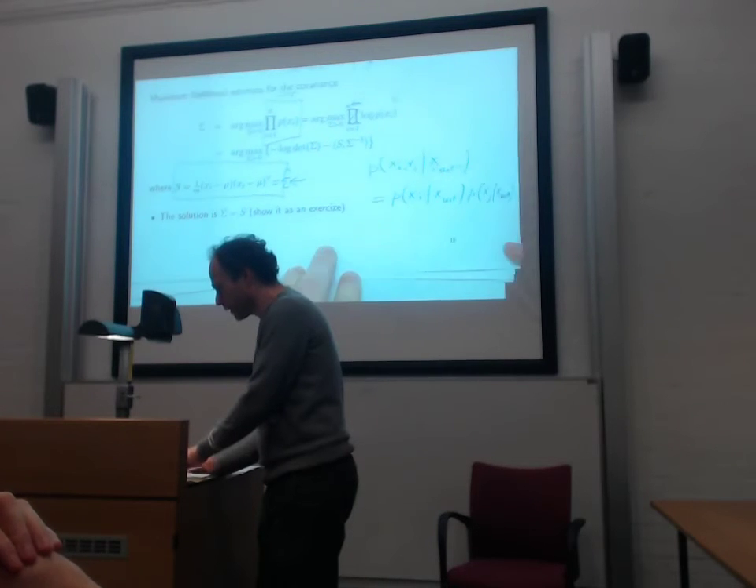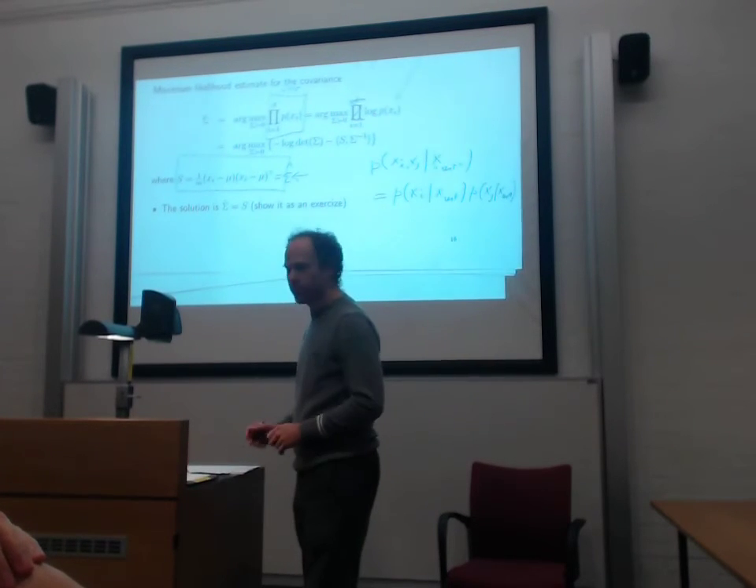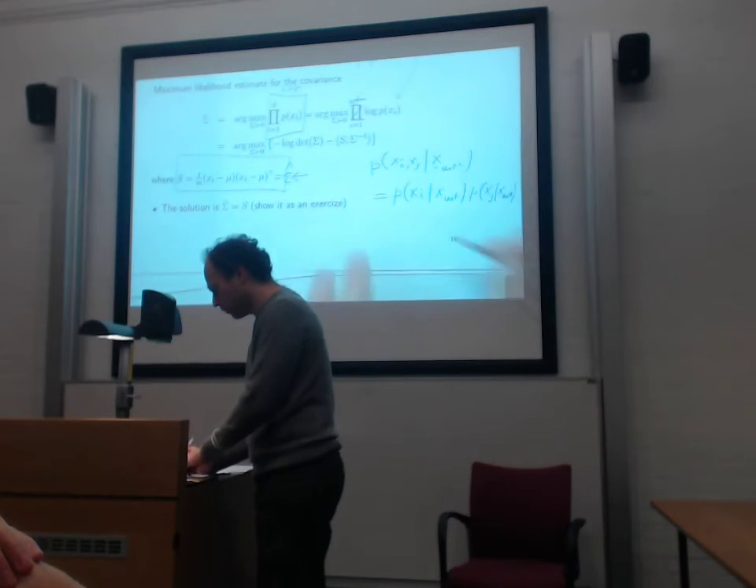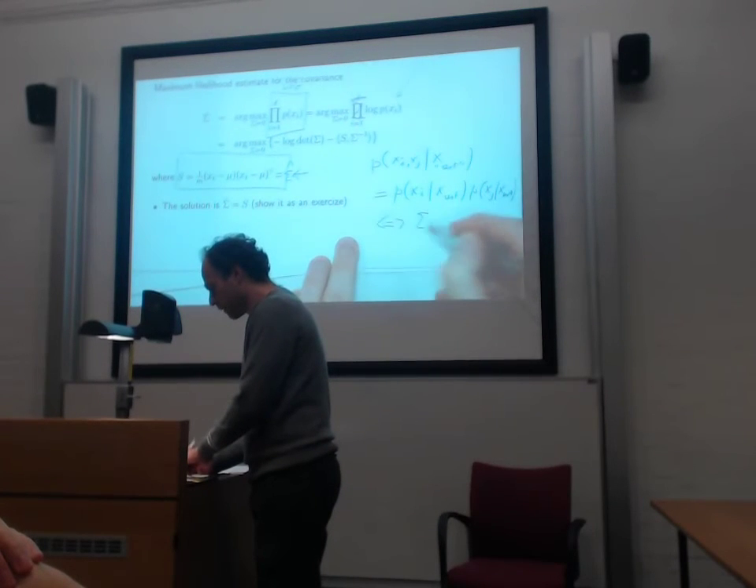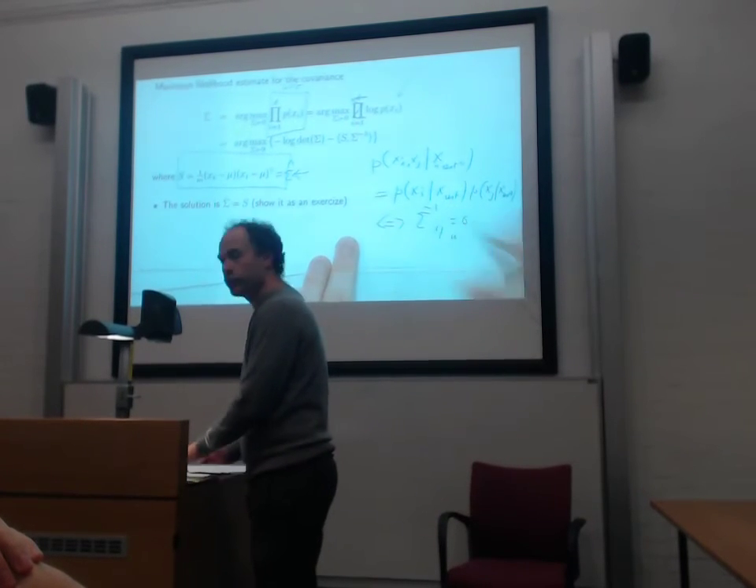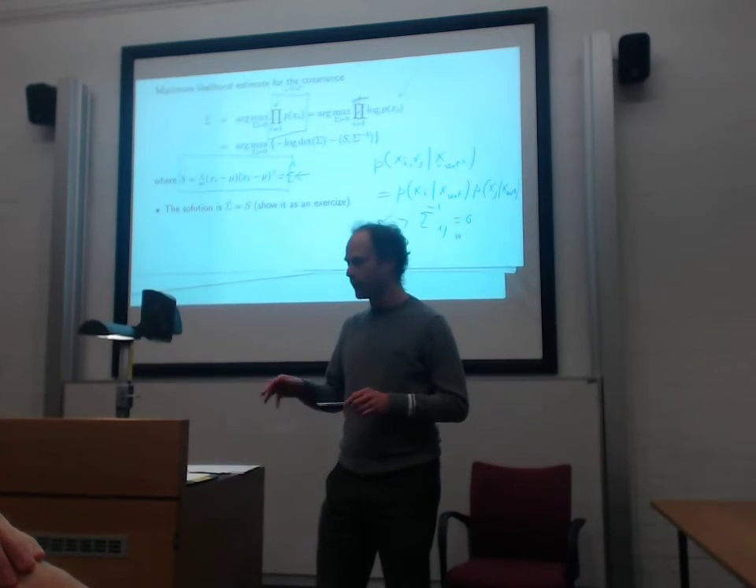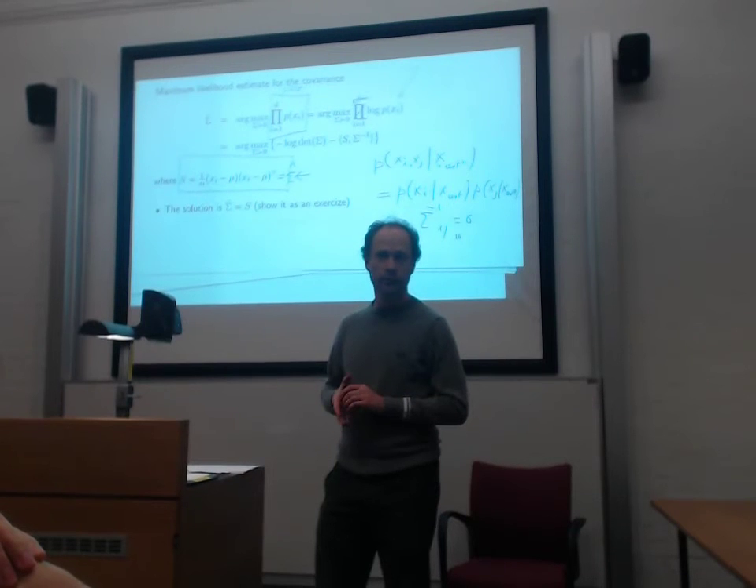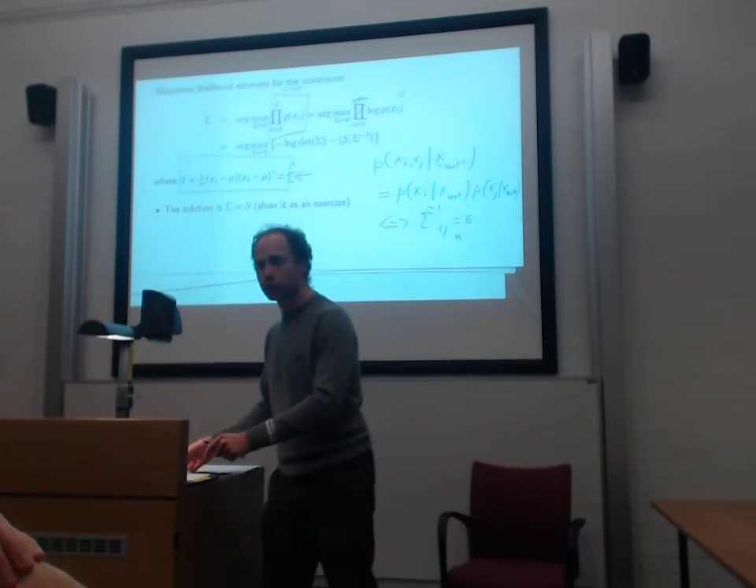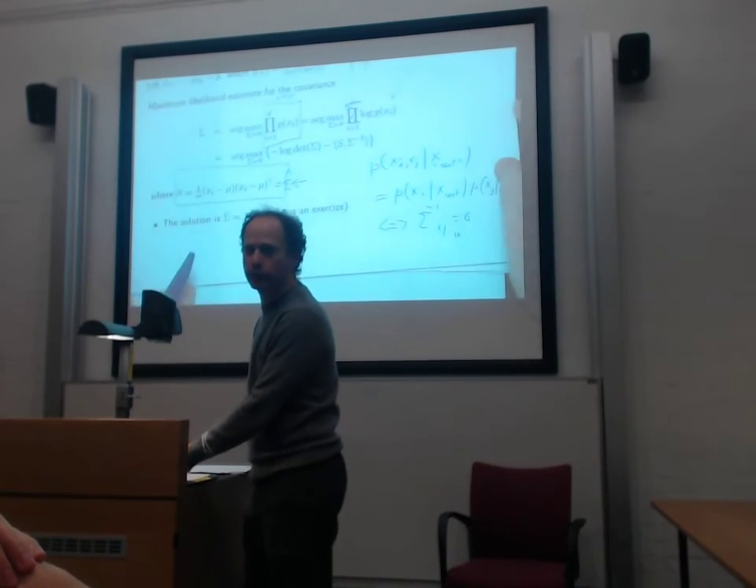So the following result is true. The variables are conditionally independent if and only if sigma minus 1 element ij is equal to 0. This is a fact from Gaussian integration. The beauty of working with the Gaussian distribution.